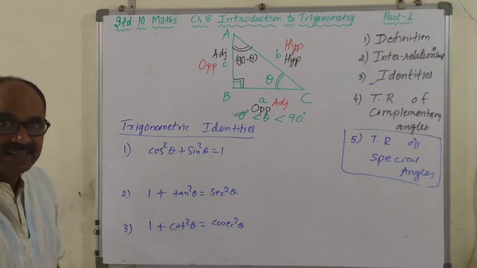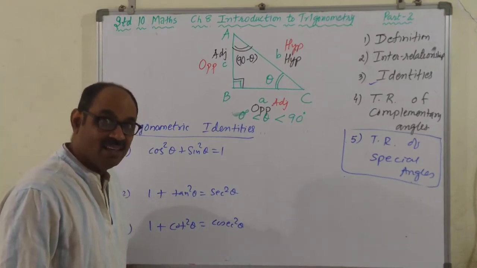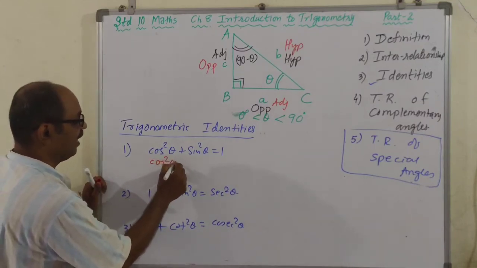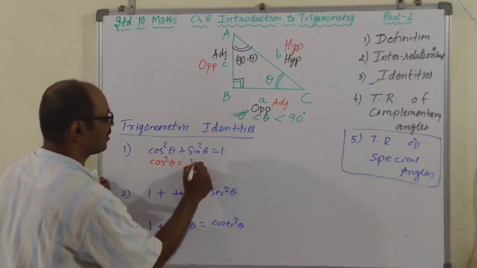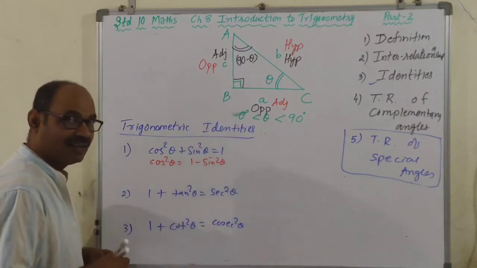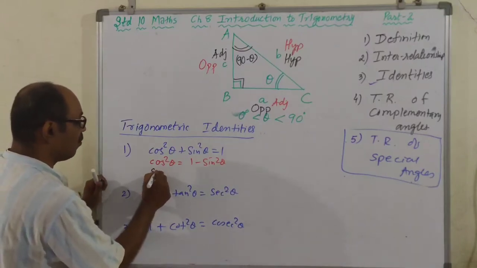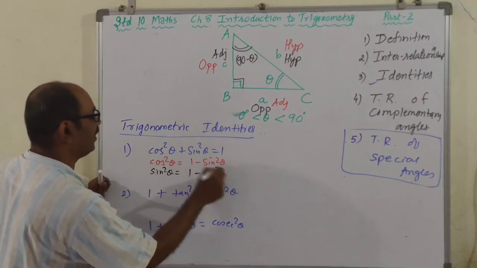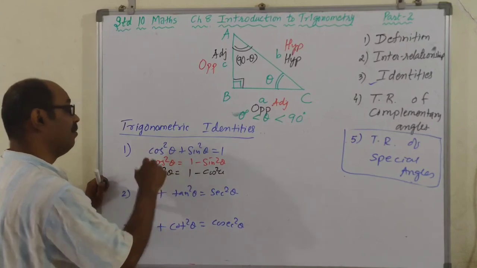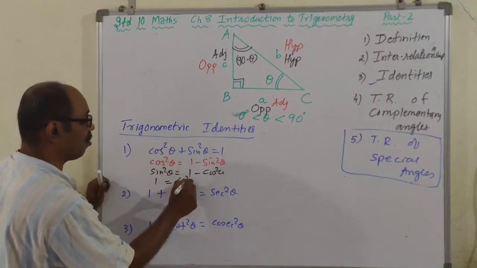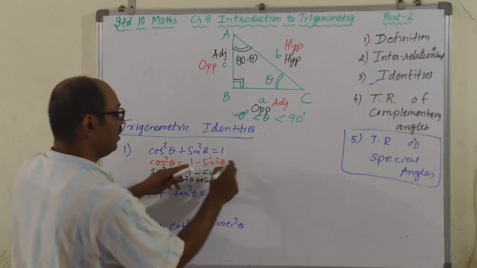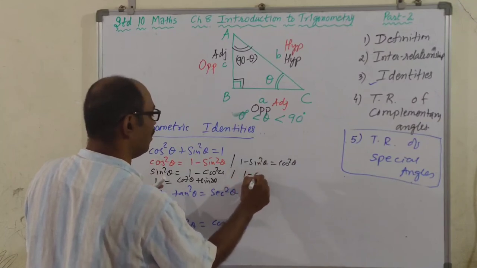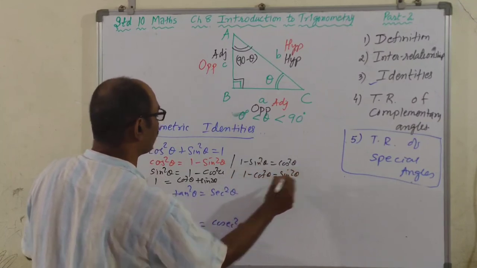These are the main identities and you will have to remember them, correct? But you have to remember them in different forms. Cos square theta is equal to 1 minus sin square theta. देखा, second form भी आपको याद रखना होगा. या sin square theta is equal to 1 minus cos square theta. इसको वो बाजू ले जाओ. ऐसे उल्टा भी याद रखना है. 1 is equal to cos square theta plus sin square theta. या यहाँ 1 minus sin square theta is equal to cos square theta. यहाँ 1 minus cos square theta is equal to sin square theta.